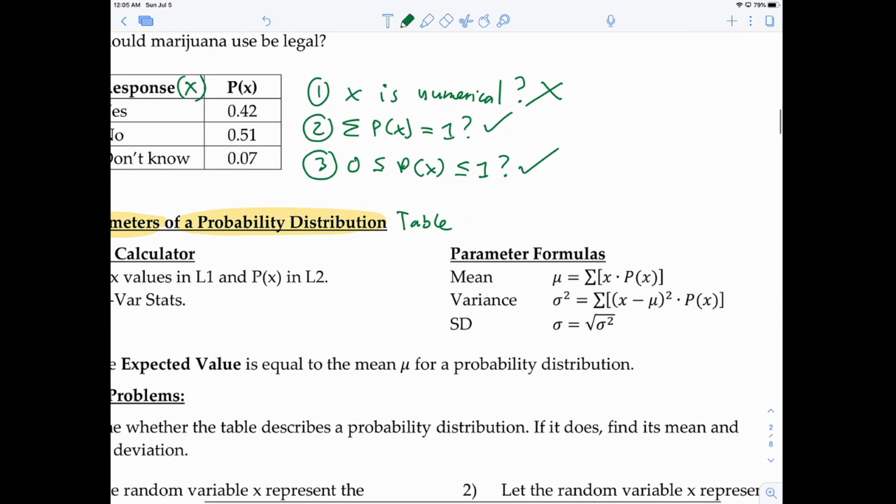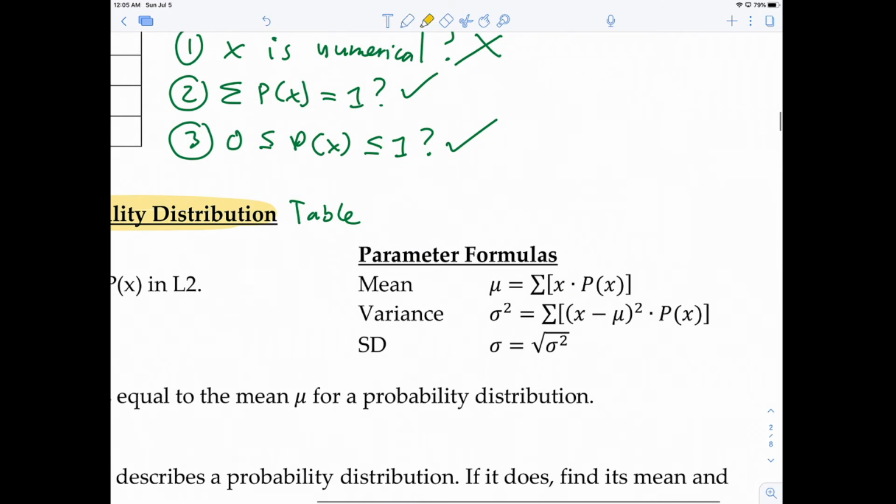These are the formulas for the parameters. Again, parameters are population values, right? Numerical values related to the population. So the mean, population mean is the most popular one, right? And the population variance is sigma squared. And then the population standard deviation is sigma. So these are the formulas, but in this class, we're not going to be using these formulas.